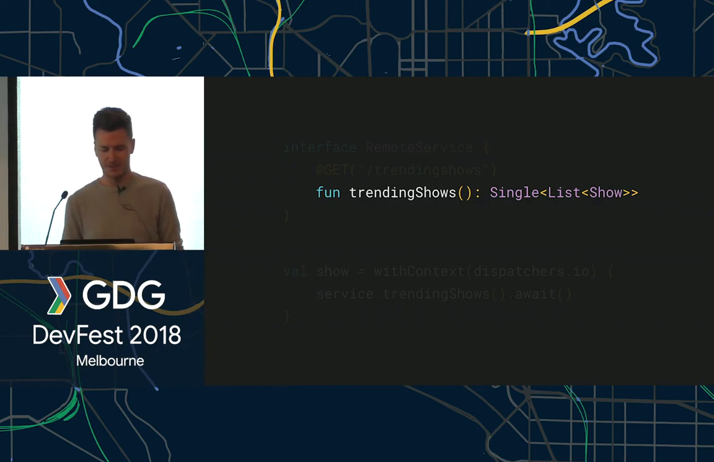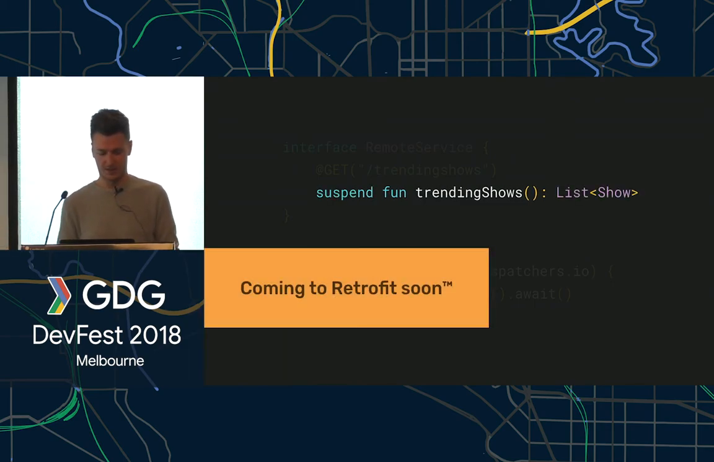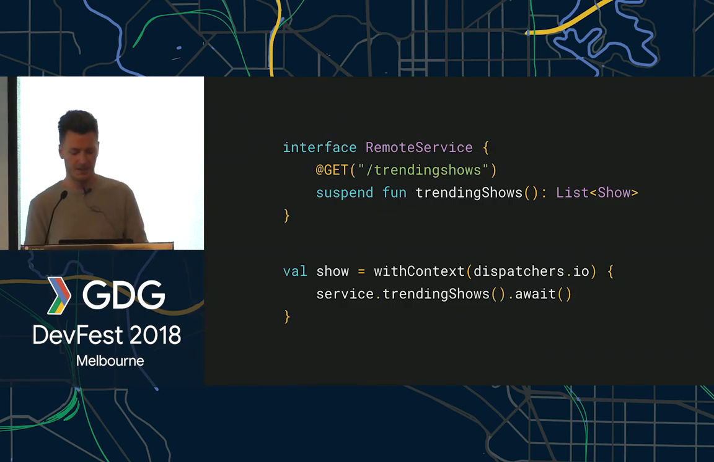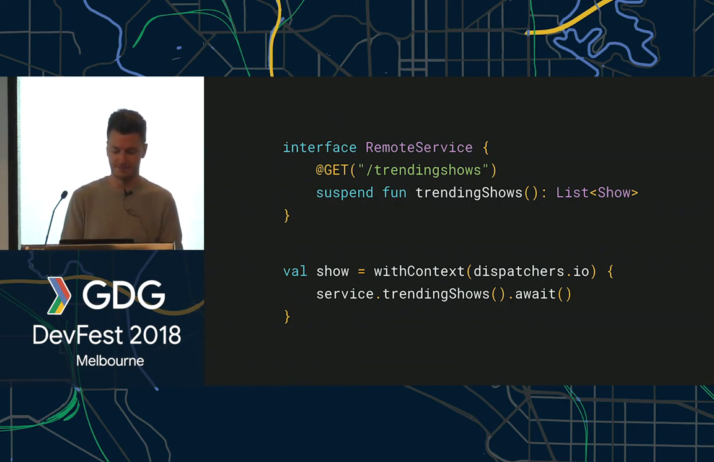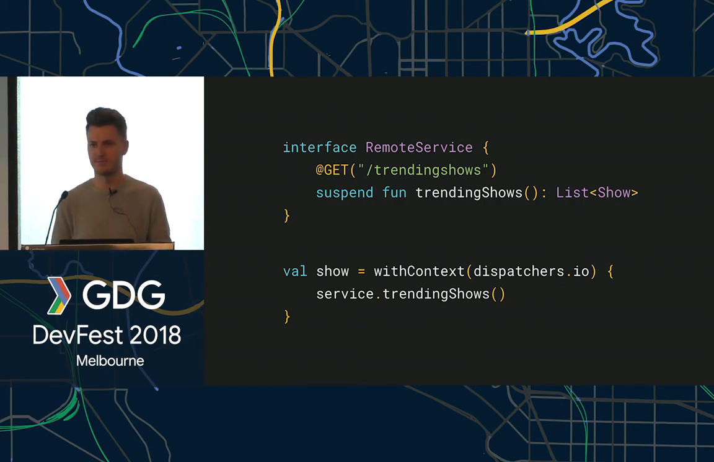But wouldn't it be nice if we could just make that Retrofit call a suspending function? Get rid of RxJava altogether. And yeah, we can. It's actually coming to Retrofit pretty soon. I was talking to Jake about it a couple weeks ago, and he said it's already implemented. It just needs to be released. I think he was waiting for Coroutines 1.0 to come out, which is happening imminently. And then our consuming code goes from that to just that. It's just a suspending function which you can call anytime.